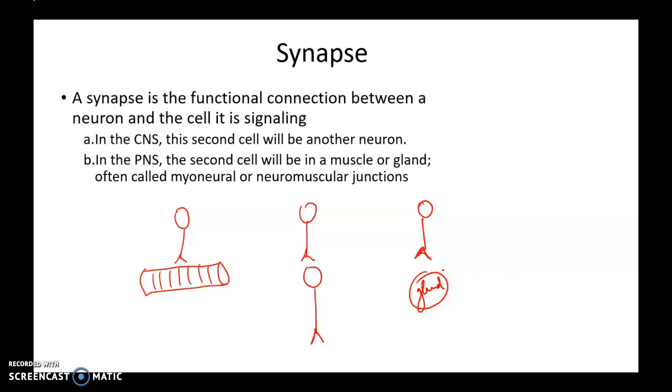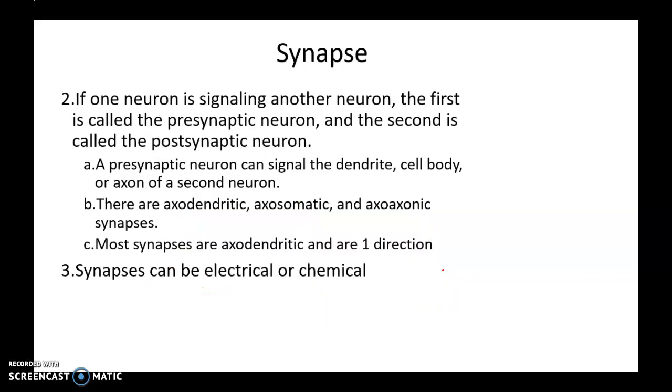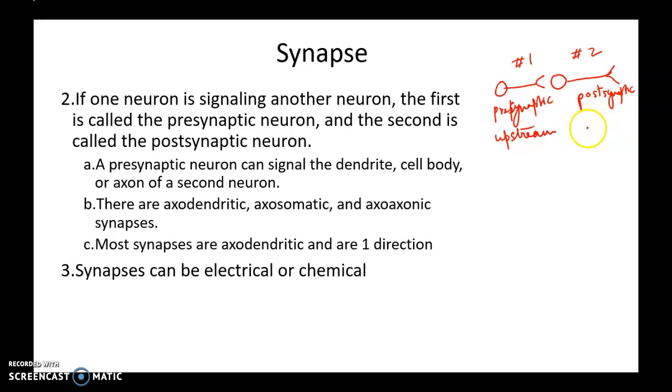Okay. Now, when we have two neurons in the pathway, right? We have neuron number 1, neuron number 2. Now, the upstream neuron is called the presynaptic neuron. This is called presynaptic neuron. And this will be called, obviously, postsynaptic neuron. Sometimes the presynaptic is also called upstream neuron, and therefore the postsynaptic will be called downstream neuron. Okay. All right.